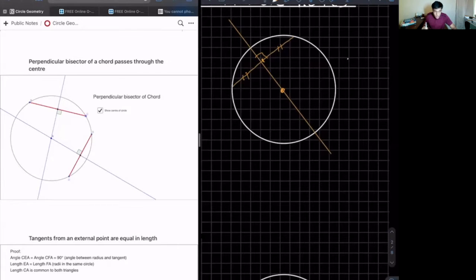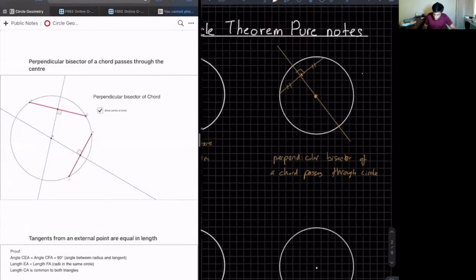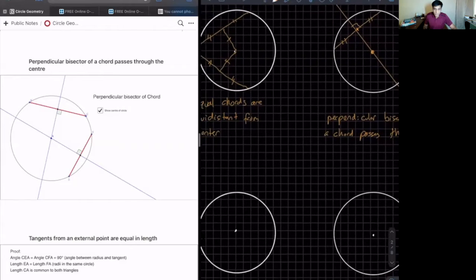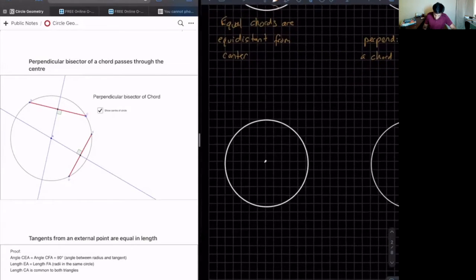All right, so what do we write down here in pure notes? Perpendicular bisector of a chord passes through circle center. All right, so make sure you're writing these pure notes down because this will be used in the quiz later on, okay? So let's come down here to the third rule.